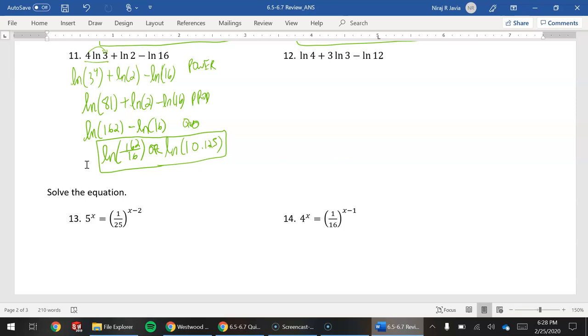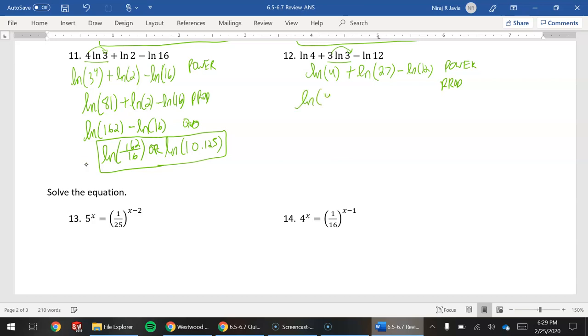So let's do number 12. Number 12, we're going to do the power, baby. So power rule, we're going to do natural log of 4 plus natural log of 3 to the third power, which is 3 times 3 times 3, which is 27, minus natural log of 12. That's the power rule.